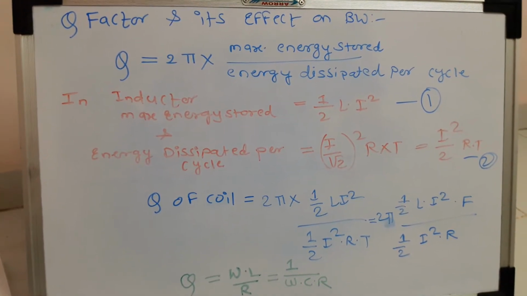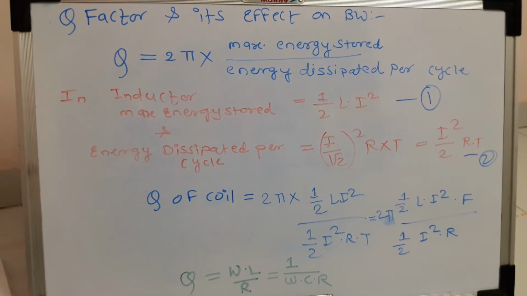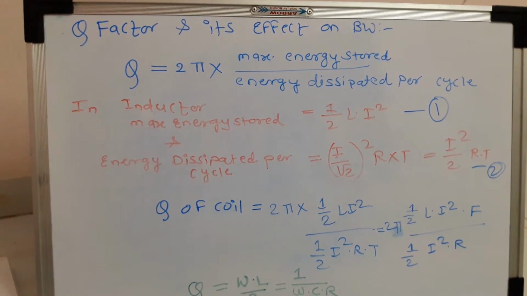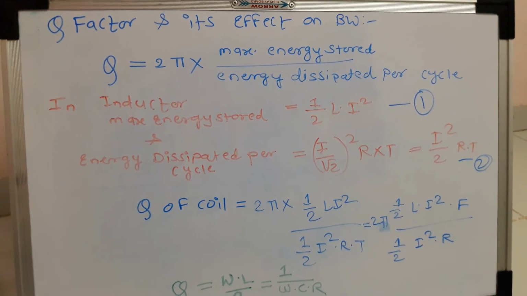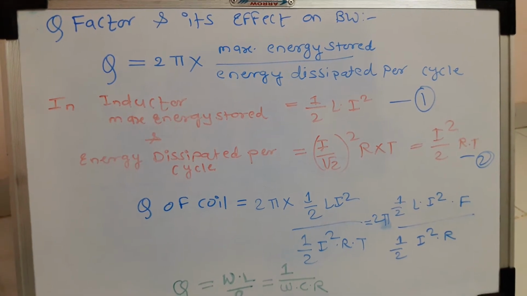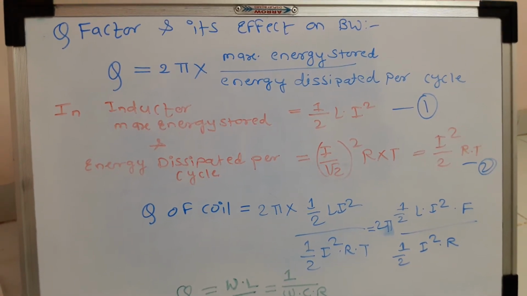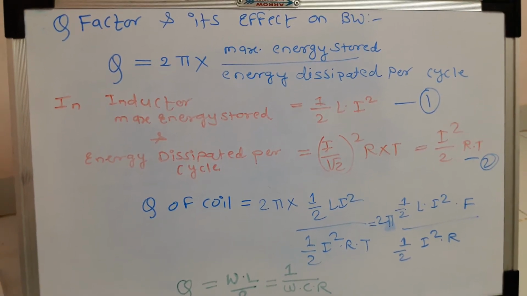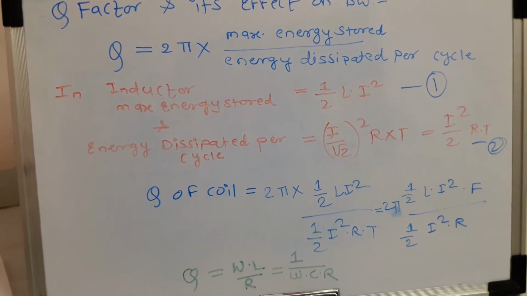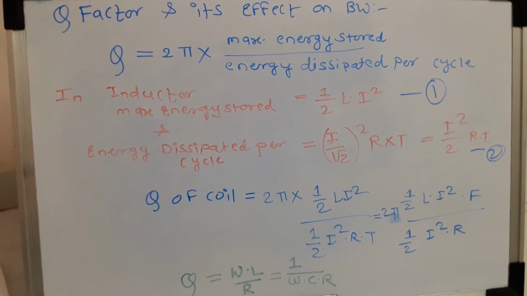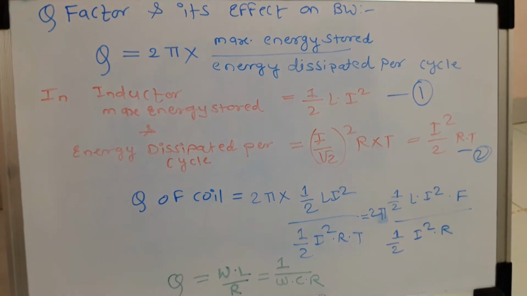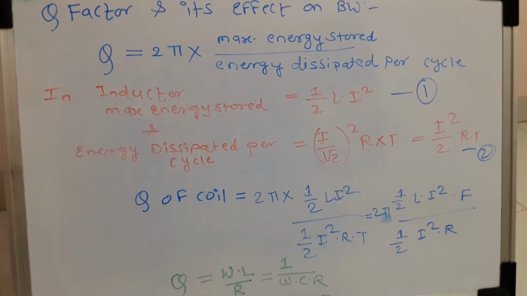Let us see an important topic, that is Q factor and its effect on bandwidth. We know quality factor is nothing but the ratio of reactive power in the inductor or capacitor to the true power in the resistance in series with the coil or capacitor. The quality factor mathematically is given by Q is equal to 2 pi into maximum energy stored divided by energy dissipated per cycle.